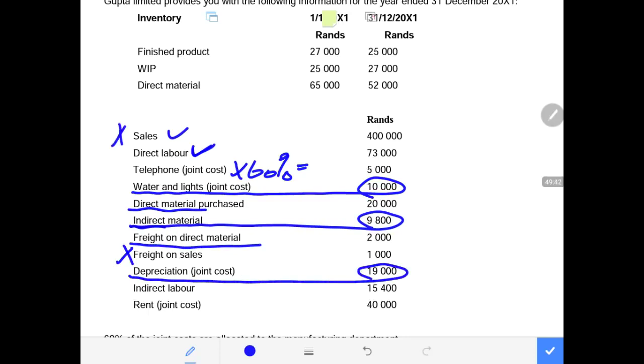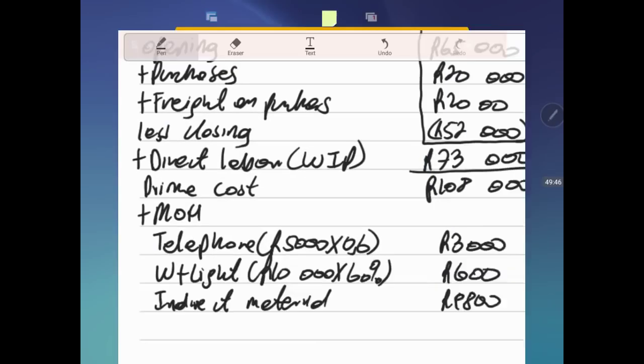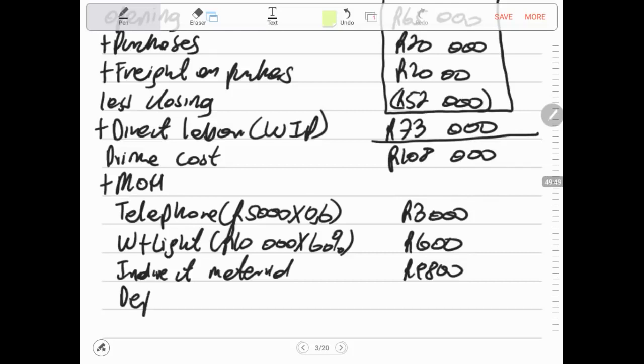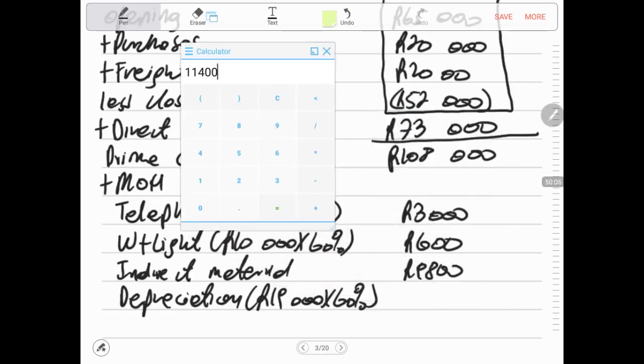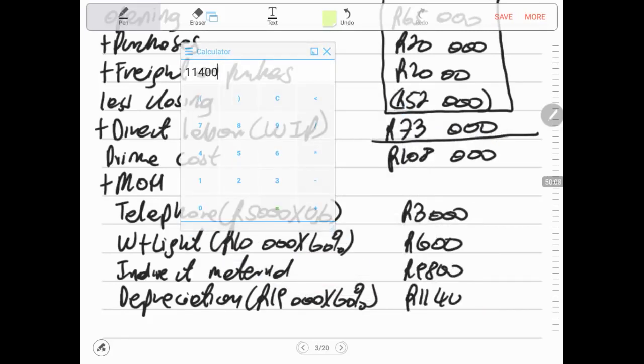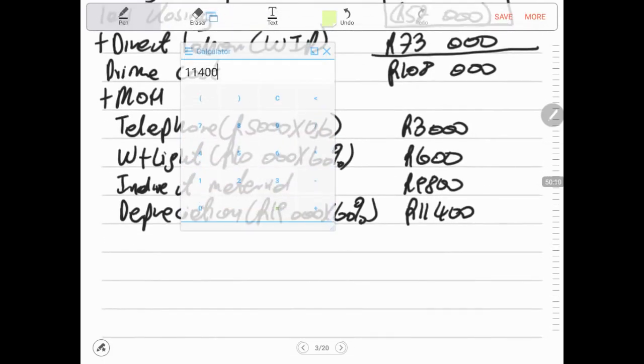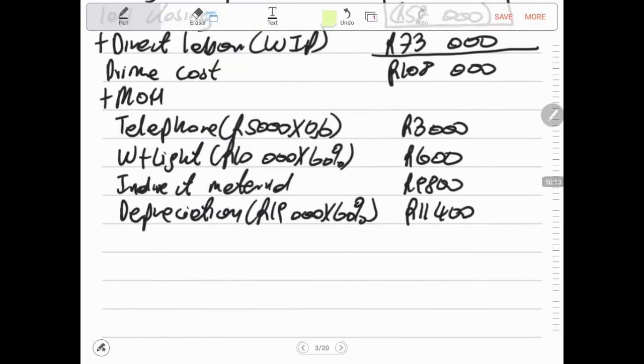Depreciation 19,000. 60% of that relates to production. Then I have my depreciation. Out of that 19,000, 60% relates to production. Then I say 19,000, multiply this by 60%, I get 11,400 rands of the depreciation that relates to production.